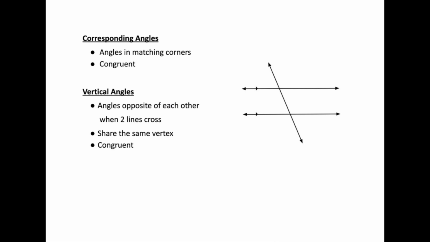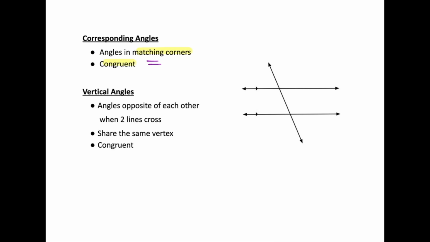The first is corresponding angles. These are angles that are in matching corners, and they're congruent, meaning they're equal. These are going to be on the same side as the transversal. An example would be this angle and this angle. If I made a cut and cut that out, picked it up and set it on top of this parallel line, those 2 angles would land on top of each other. They would match or correspond. Here's another example. They're on the same side as the transversal and they are matching.